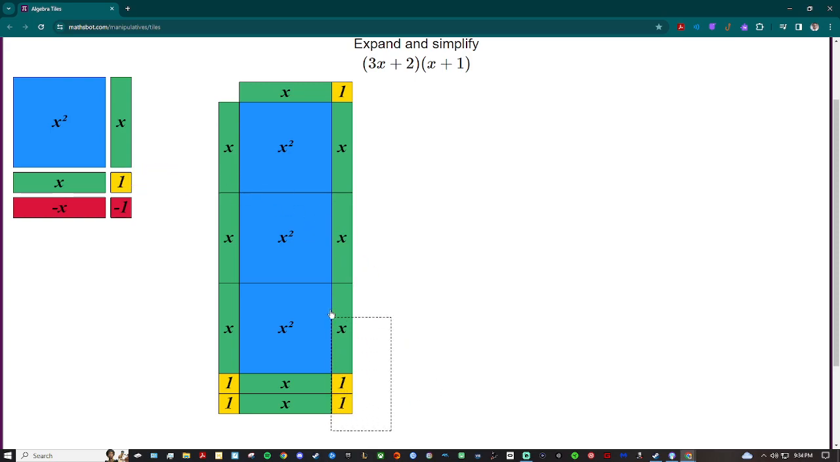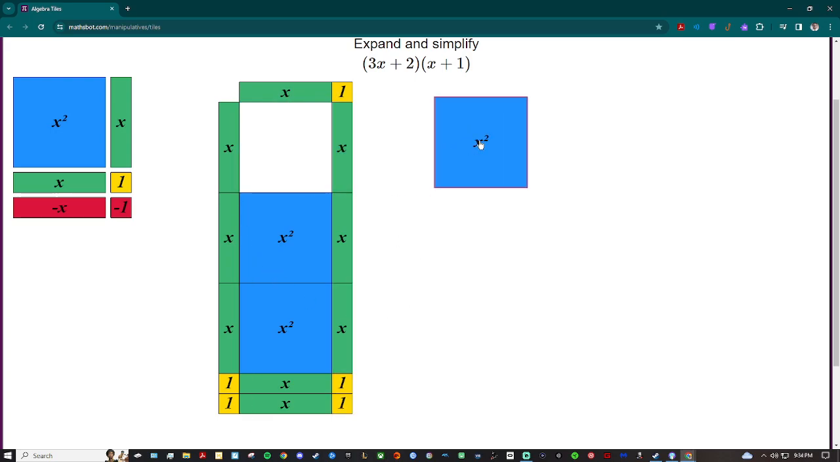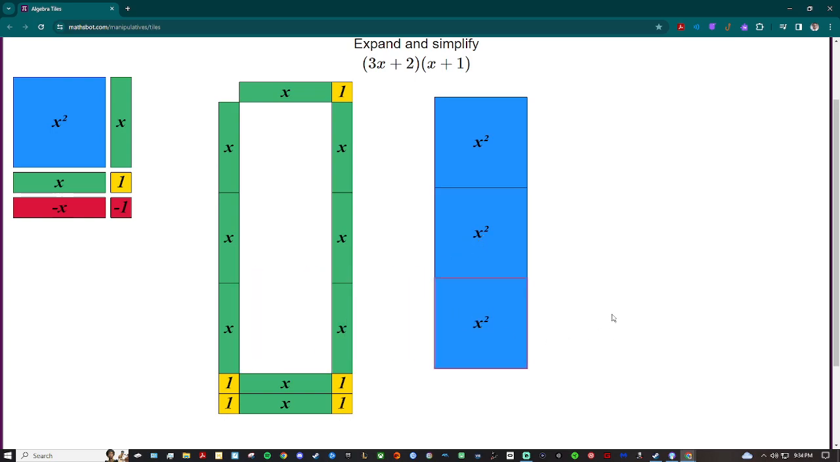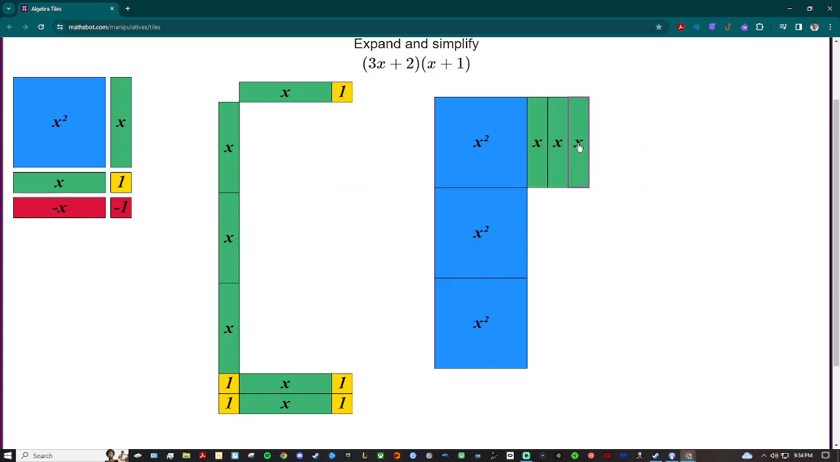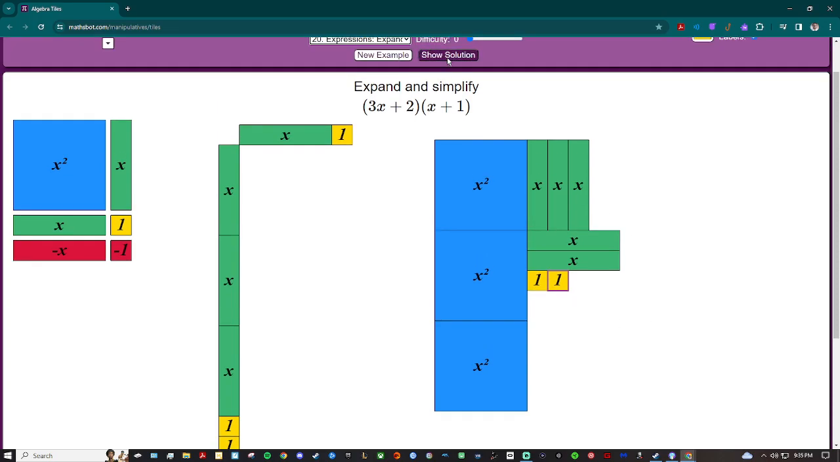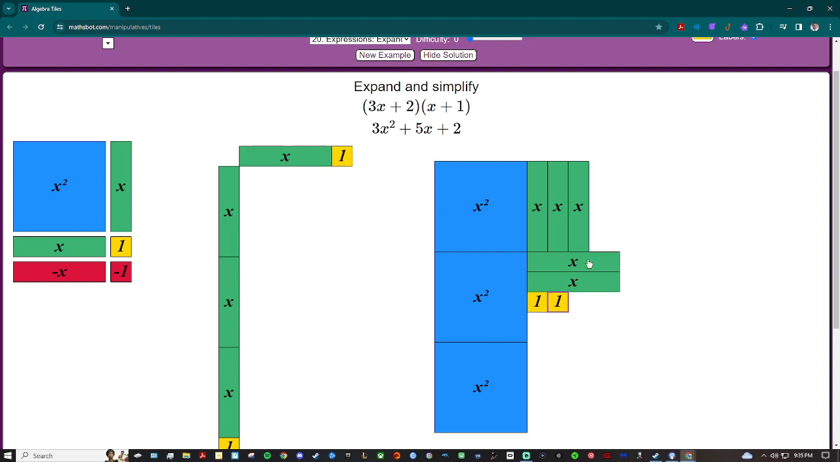So my answer is going to be everything here that I'm highlighting, everything on the inside. So if I look and drag these off to the side, I have 3x squared plus 1, 2, 3, 4, 5 x's, and then 2 1s. So my answer is going to be 3x squared plus 5 x's plus 2. And I can show my solution. 3x squared plus 5 x's plus 2 is my final answer.